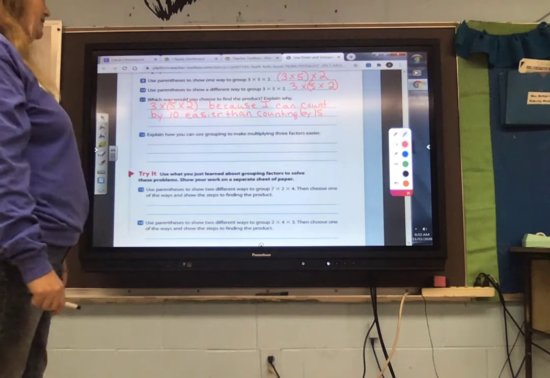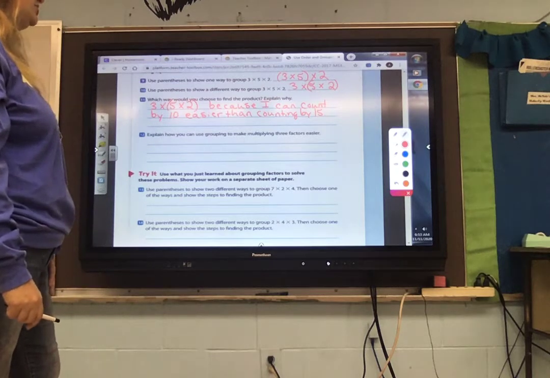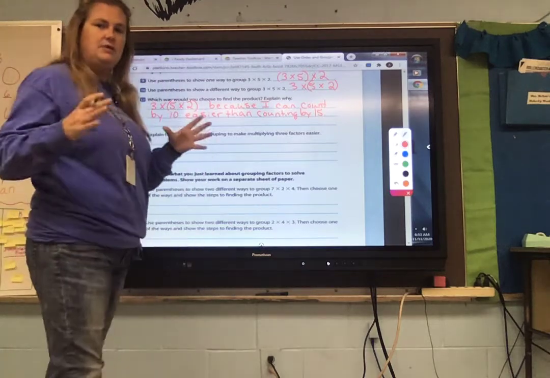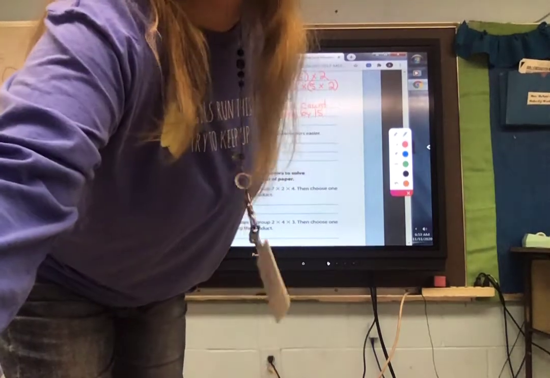Number 12, explain how you can use grouping to make multiplying 3 factors easier. Well, it's like when I talked about the Subway sandwich.